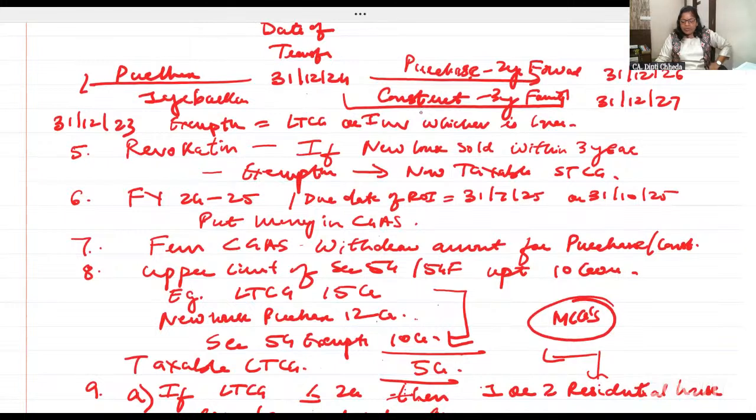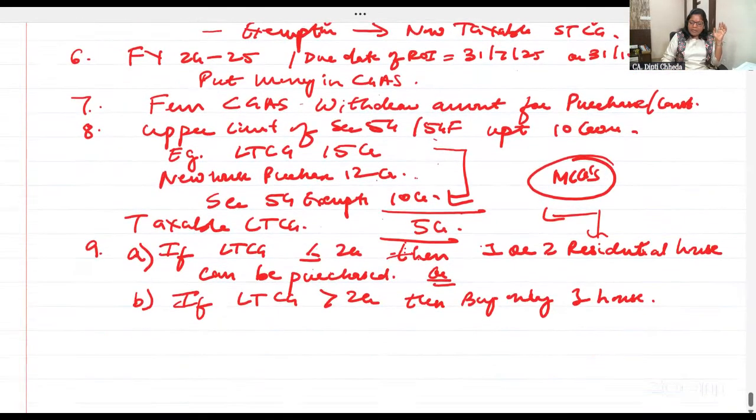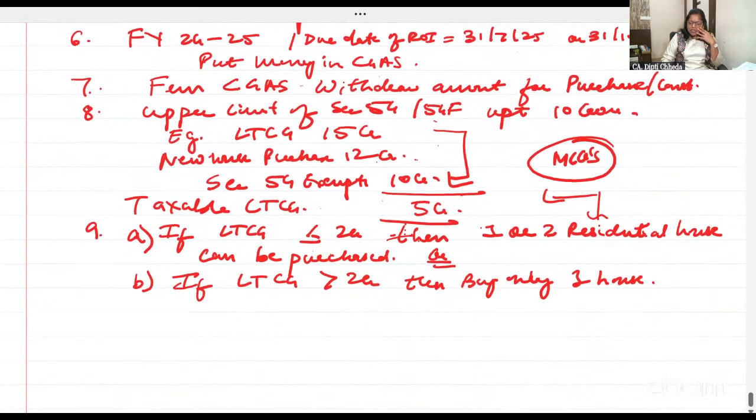Revocation. If the new house is sold within 3 years, then it will become taxable. And for financial year 24-25, due date of filing the return is 31st July, or 31st October with audit. Till then, put the money in CGAS. Withdraw the money only to buy the house. Upper limit of claiming the exemption is 10 crores.